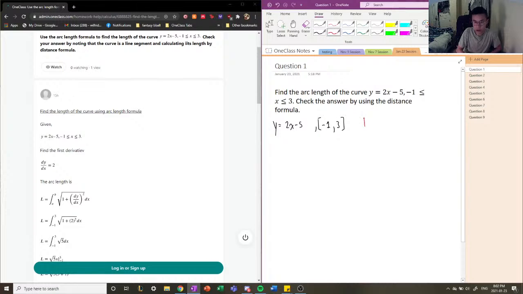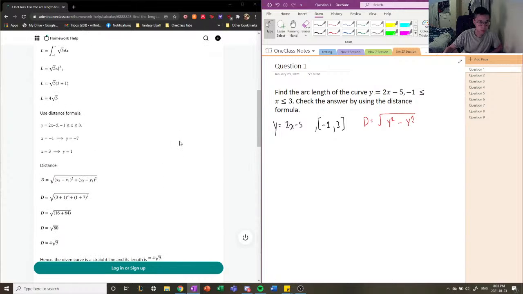So the distance formula that we are using is d equals the square root of x2 minus x1 squared plus y2 minus y1 squared. Okay. So that's the distance formula.